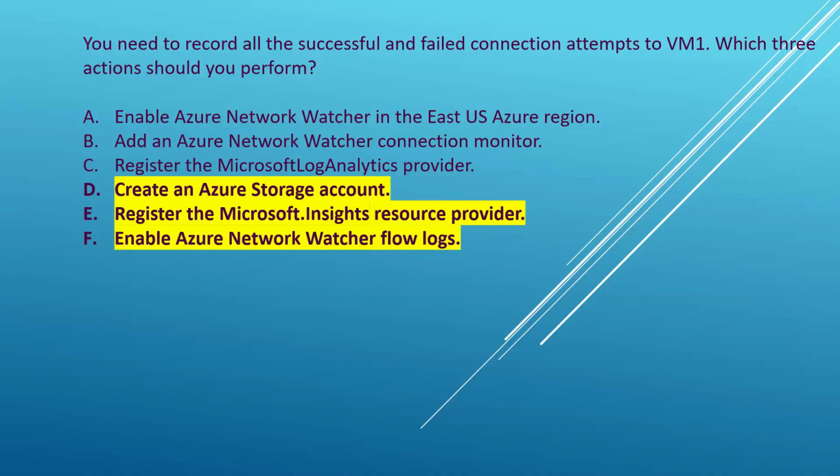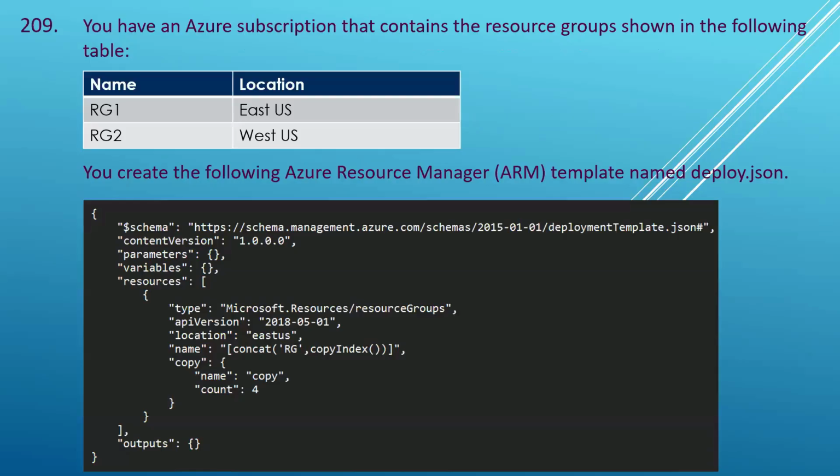This is question number 209. You have an Azure subscription that contains the resource groups shown in the following table. You have two resource groups with the name of RG1 and RG2, and the location of RG1 is East US and the location of RG2 is West US. You create the following Azure Resource Manager template named deploy.json. Now in front of you, there is the ARM template.